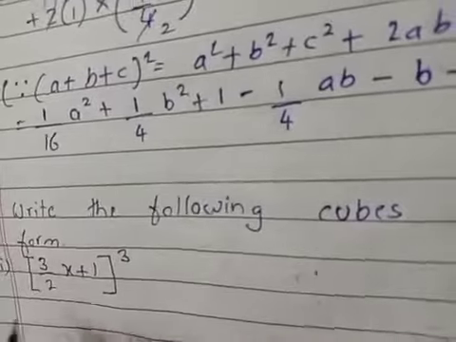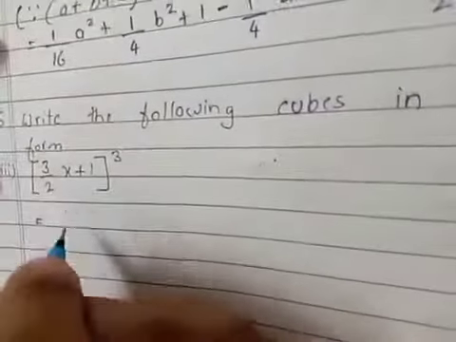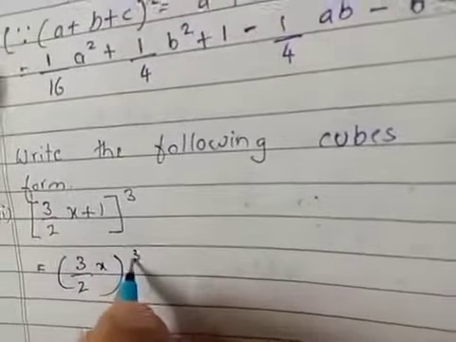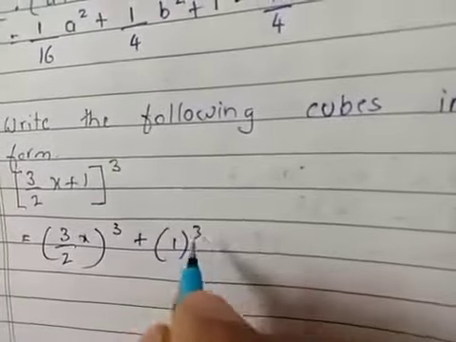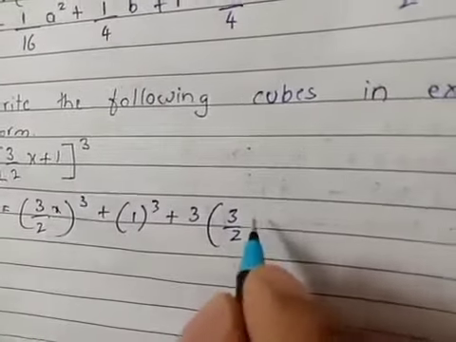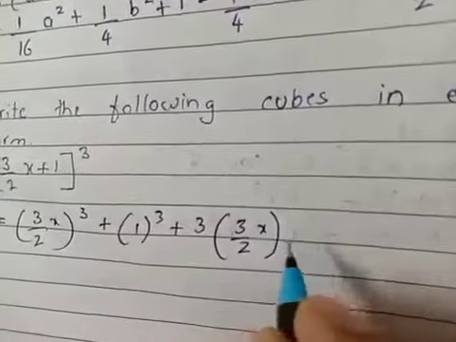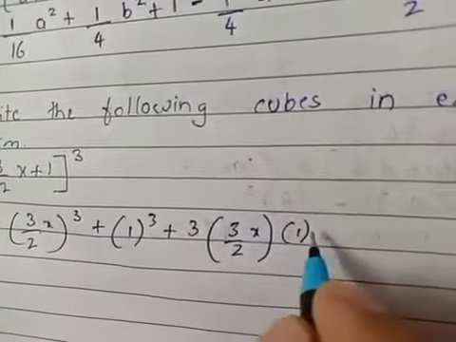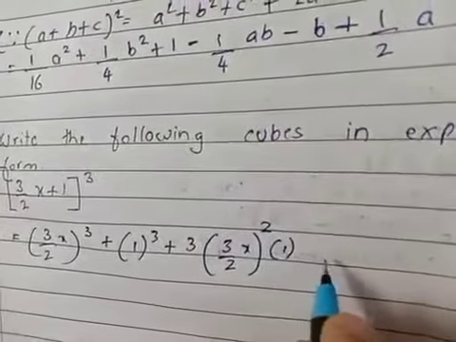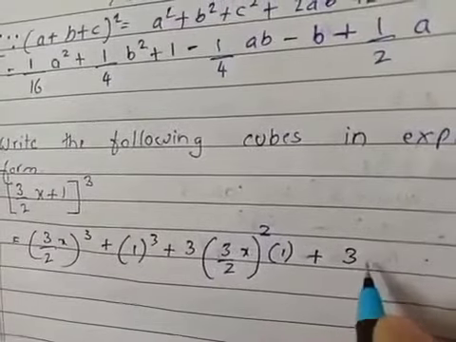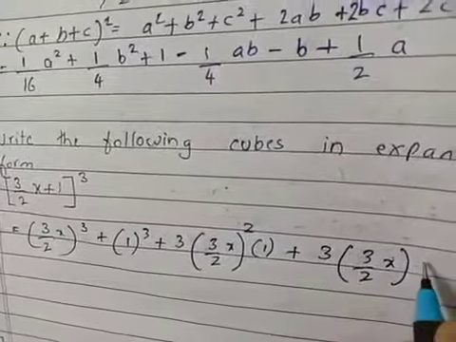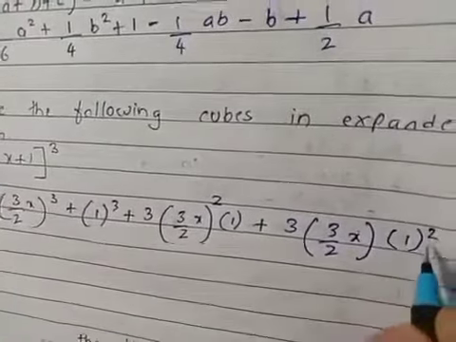So how will we expand this? This will be 3/2 x a cube plus b cube plus 3ab. A is 3/2 x, and b is 1. 3a square b, a square b plus 3ab square. What is a? 3/2 a b square. B is 1, so 1 square.